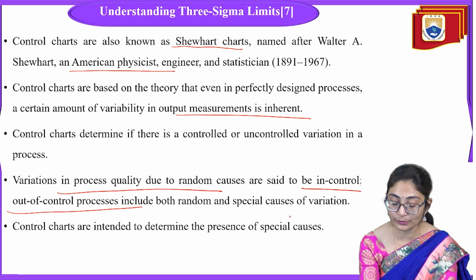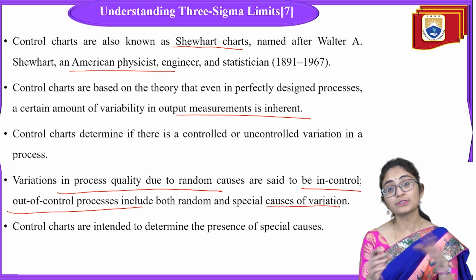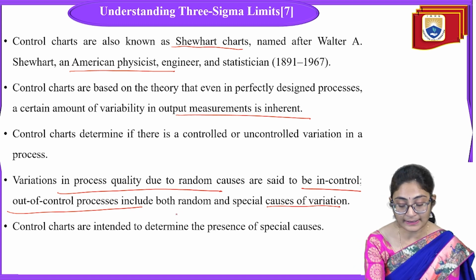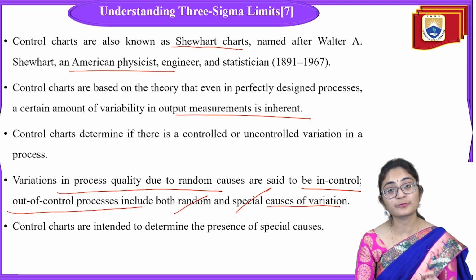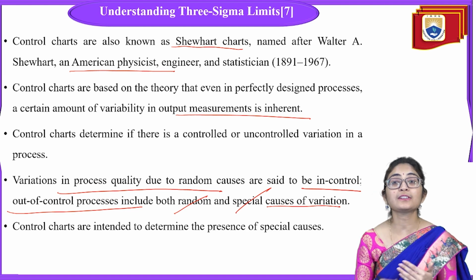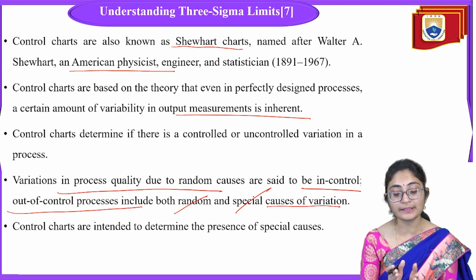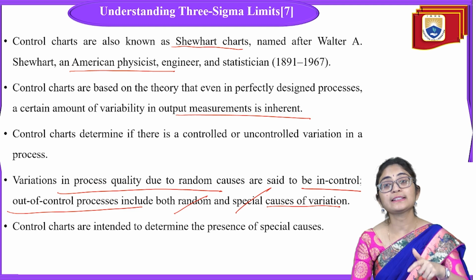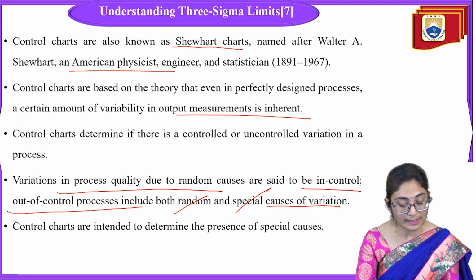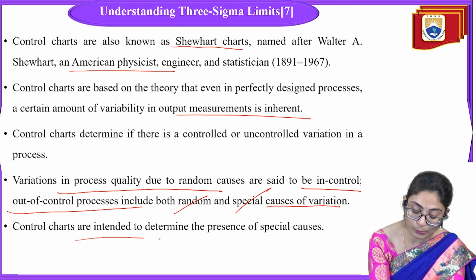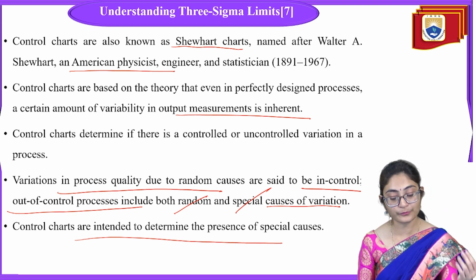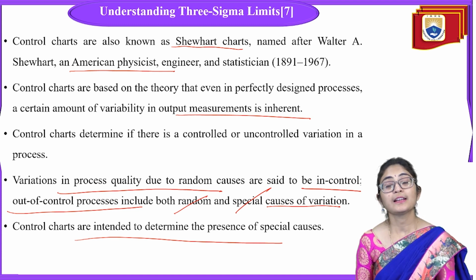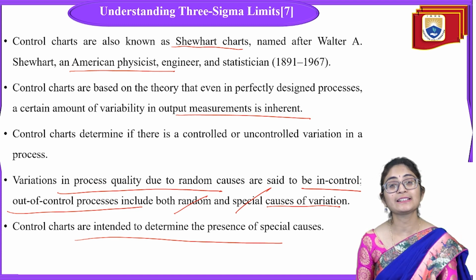So here we can get that there are two types of variation. One is the random variation and the other one is the special variation. Both variations are important. With the help of these variations, we can find out the quality in the control and out of the control process. Control charts are intended to determine the presence of the special causes, which special causes we have to find out. All these things are explained in the 3 sigma limits.